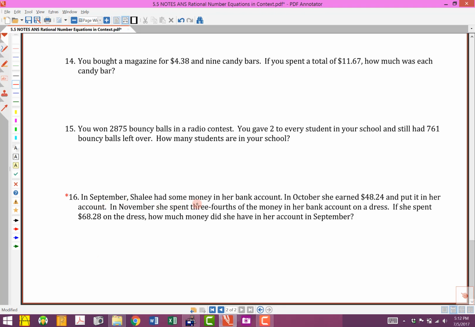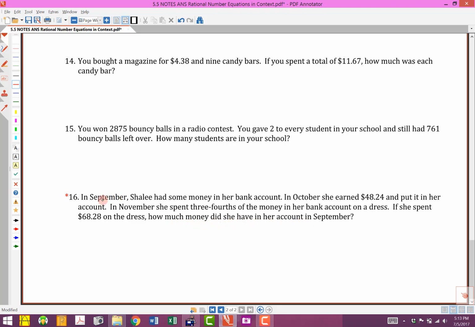So I'm going to take a look at this last problem right here, number 16. It says in September Shaylee had some money in her bank account. In October she earned $48.24 and put it in her account. So it looks like she put all of that in her account. In November she spent 3/4 of the money in her bank account on a dress. If she spent $68.28 on the dress, how much money did she have in her account in September?